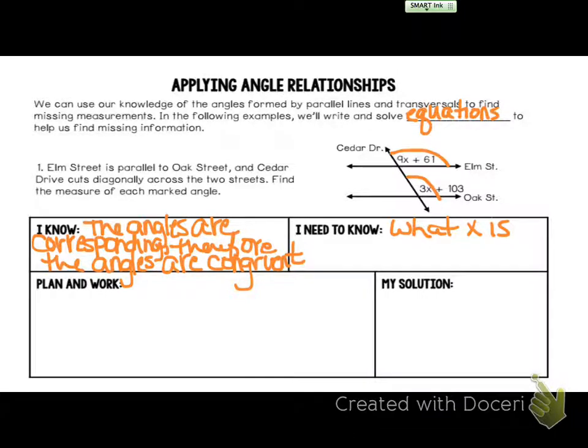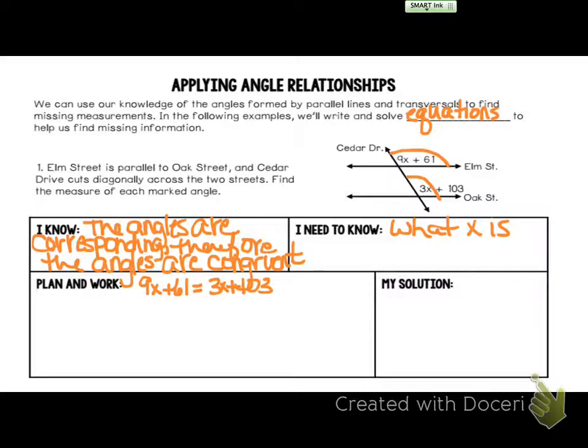So what I'm going to do is we know that these two angles are corresponding. We know that they're congruent. So we know that they are equal to each other. So I have 9x plus 61 equals 3x plus 103. Okay? Does that make sense that I'm setting them equal to each other? What does that say? 3x plus what? It's on your paper. 3x plus 103.